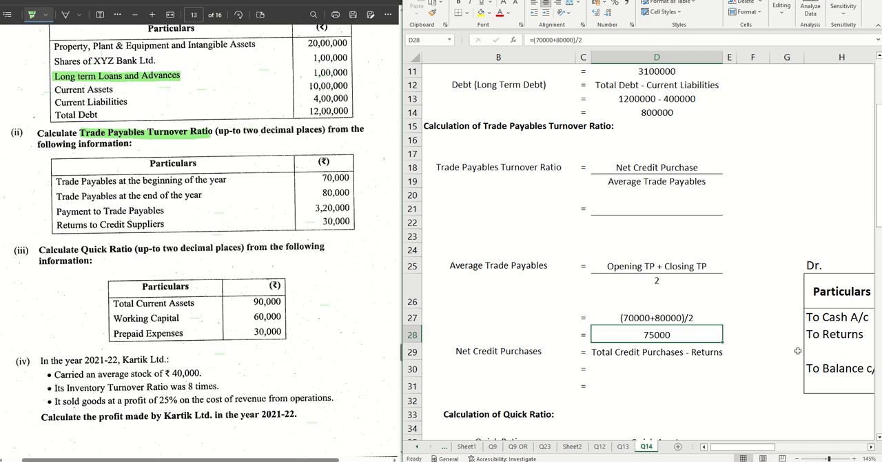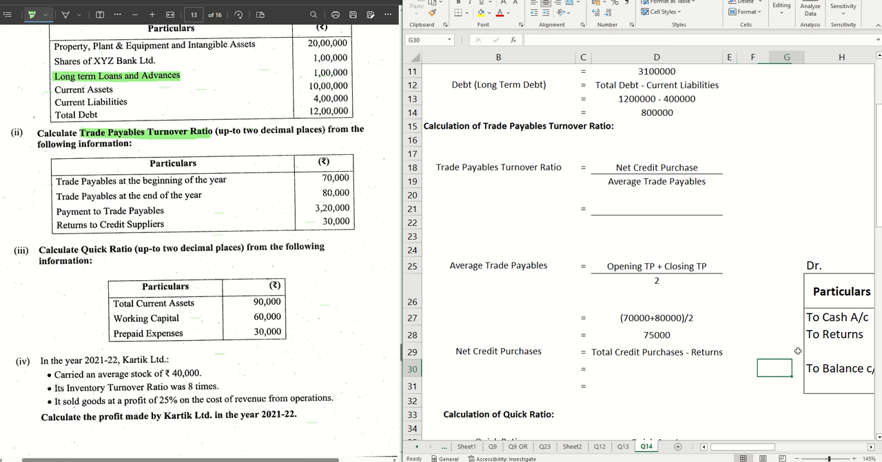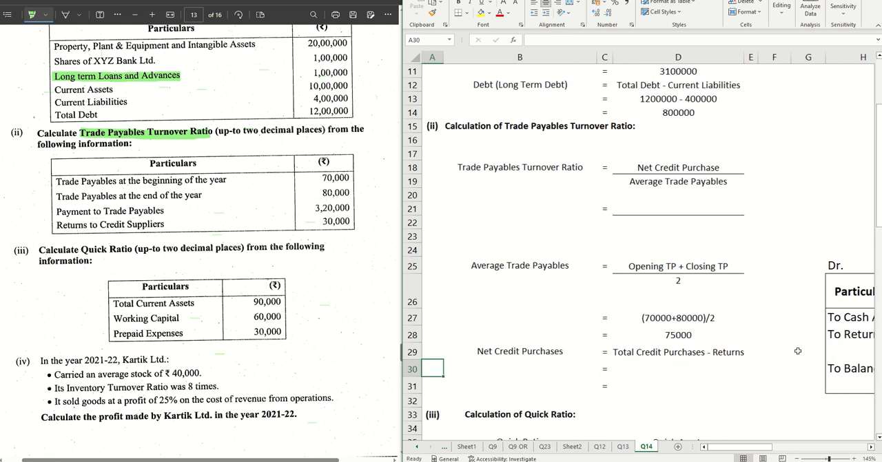Okay. Net credit purchases, total credit purchases minus returns. Just now we calculated our credit purchases total is 3 lakh 60 and our returns are 30,000, right? So this becomes 3 lakh 60,000 minus 30,000, which comes to 3 lakh 30,000.